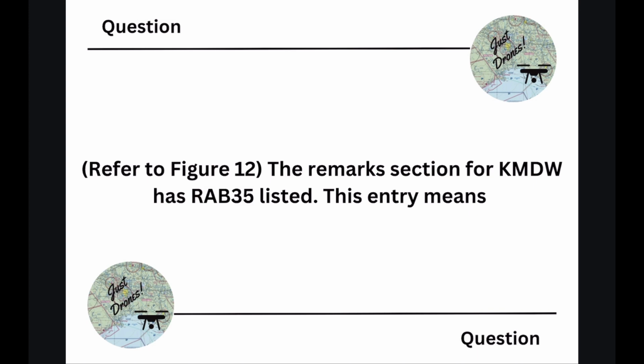All right, we have one more question to look at. This is the final question in figure 12. So refer to figure 12. The remarks section for KMDW has RAB 35 listed. This entry means what? So going back to KMDW again. So same airport, just a different question. It's looking for different information. It shows RAB 35. So what does RAB 35 mean?